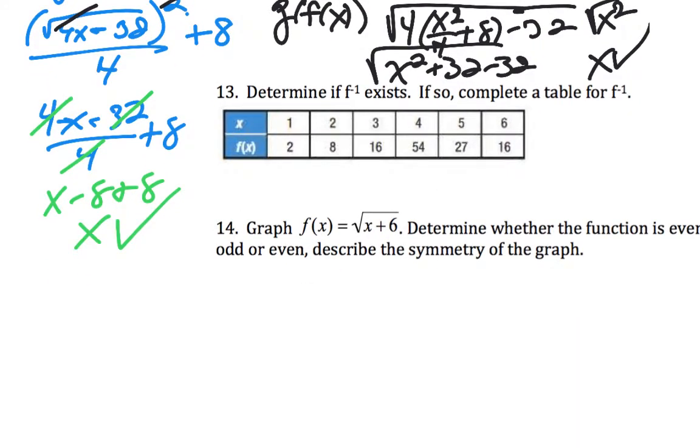13, determine if the inverse function exists, and if so, complete a table for the inverse. And so I need to look and see if my y repeats, and it actually does, so my answer is no. It does not have an inverse.